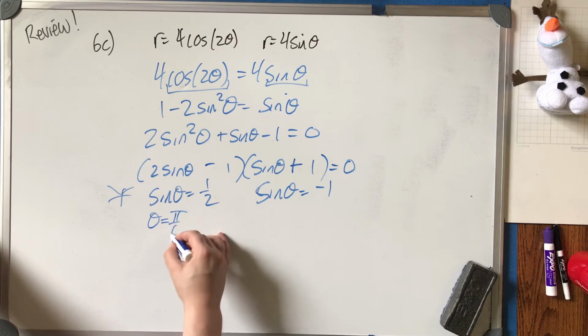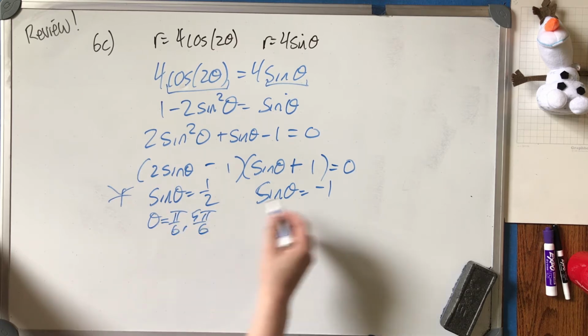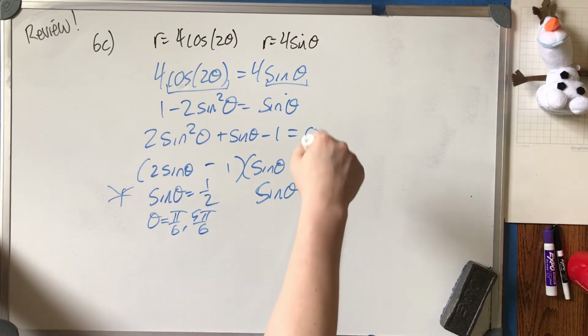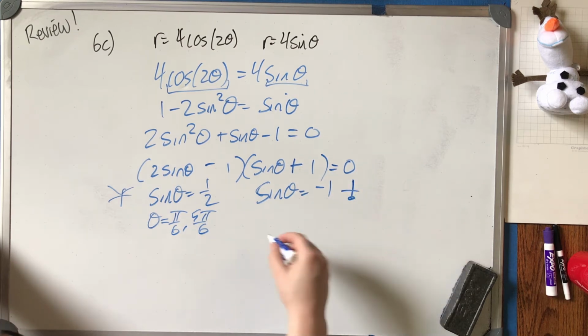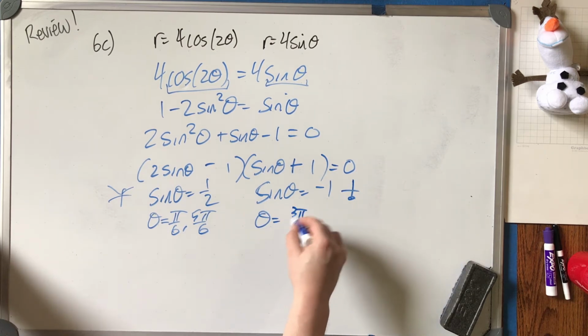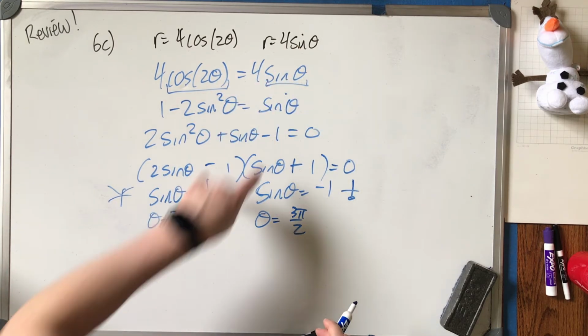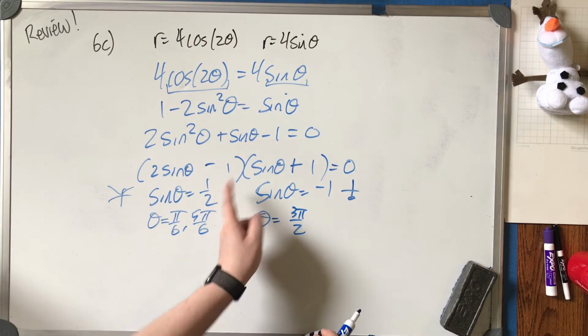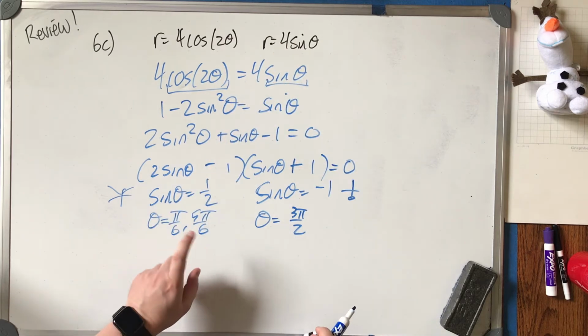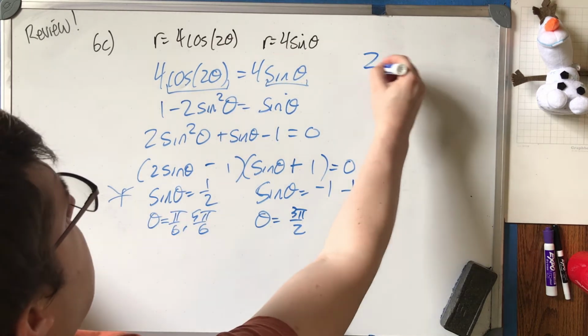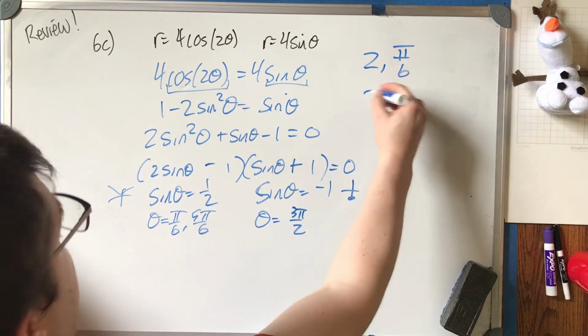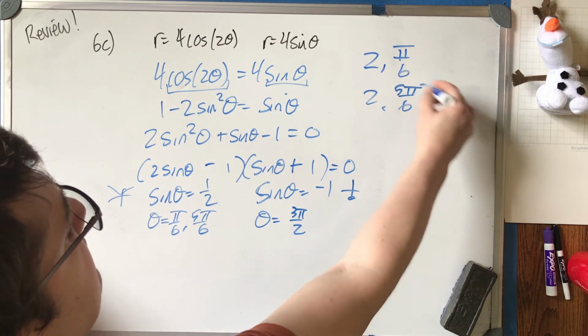This one is going to be in quadrants 1 and 2, with a reference angle of 30, so I'm going to have pi over 6 and 5 pi over 6. Sine theta equaling -1 is going to happen at 3 pi over 2. Now I'll just take these and plug them back in, into here. For these first 2 angles, I know sine will equal 1/2. 4 times 1/2 is going to give me 2. So I'll get 2 as a radius with pi over 6, and 2 with 5 pi over 6.